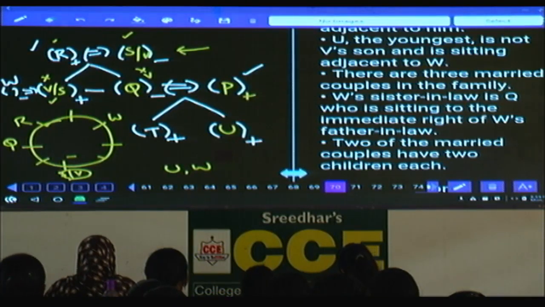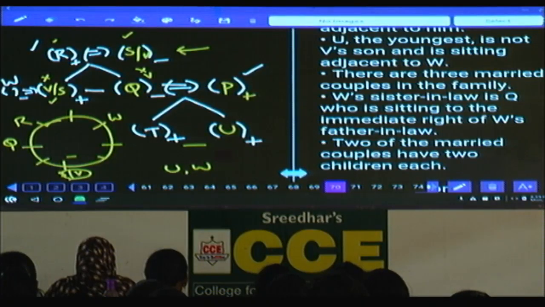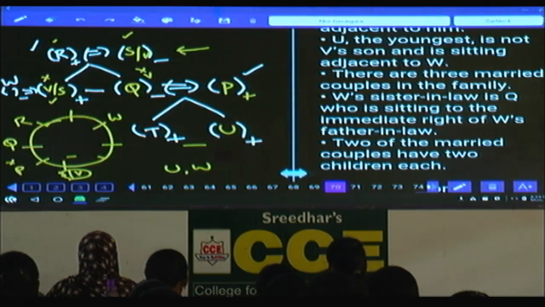One of P's sons is opposite to him, and the other one is adjacent to him. One of P's sons, T and U. P is opposite. Now can you take P at this place? P cannot be here. Why? Because if P is here, W cannot be opposite, because either T or U is opposite to P. Can we take P at this place?